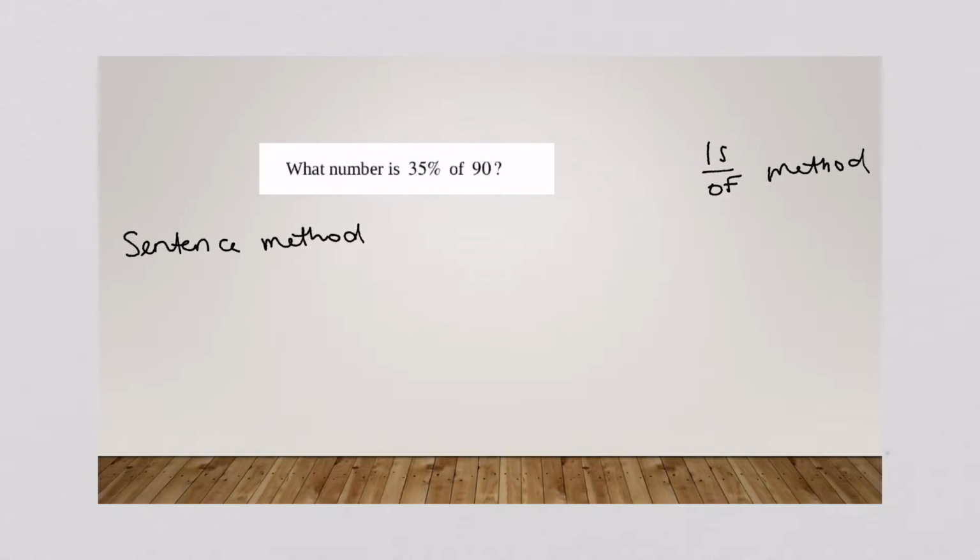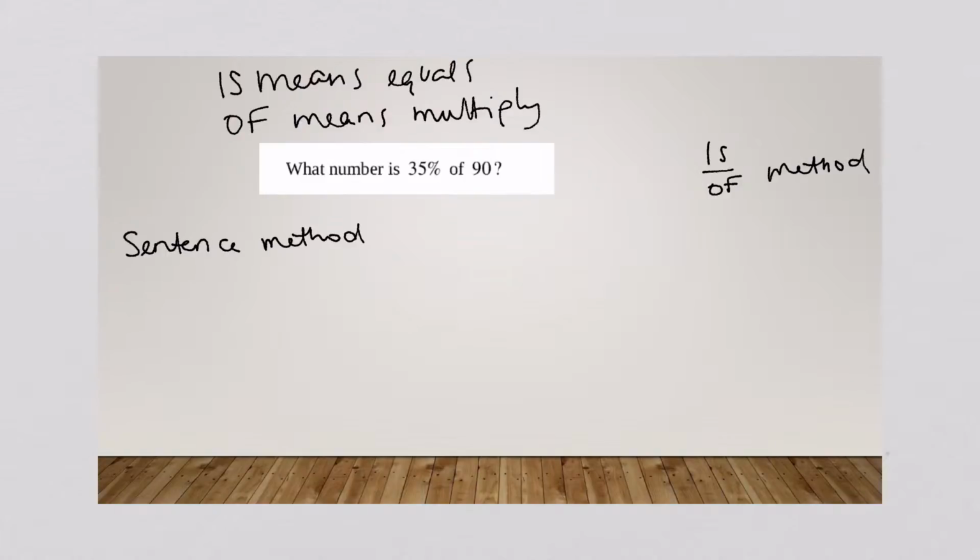So on this problem right here, anytime you see the word is, is means equals, okay? Of means multiply, all right? So if you see the term what number, that's where you put in a variable, okay? So we will just read this as what number, so I'm going to put an X.